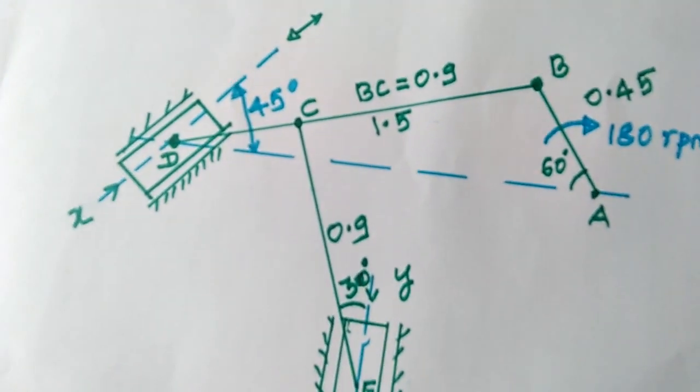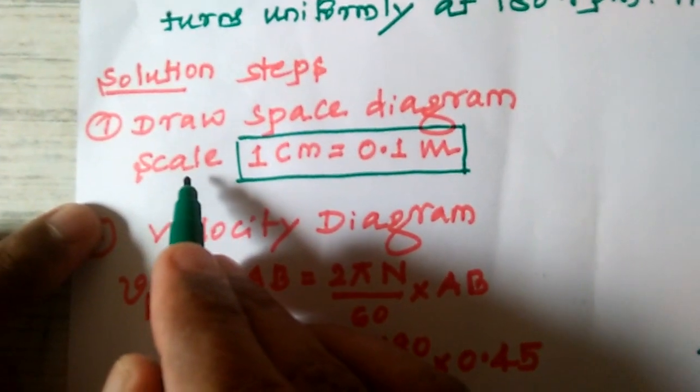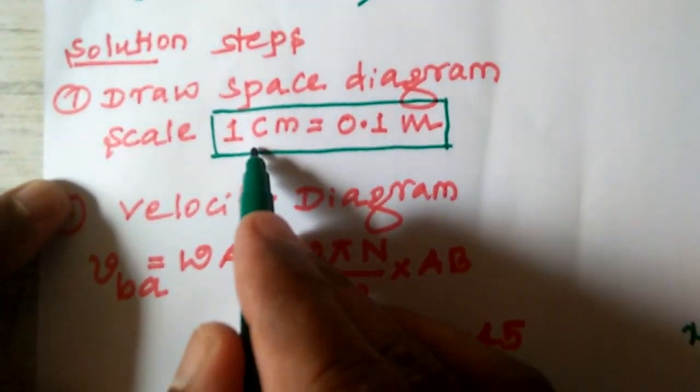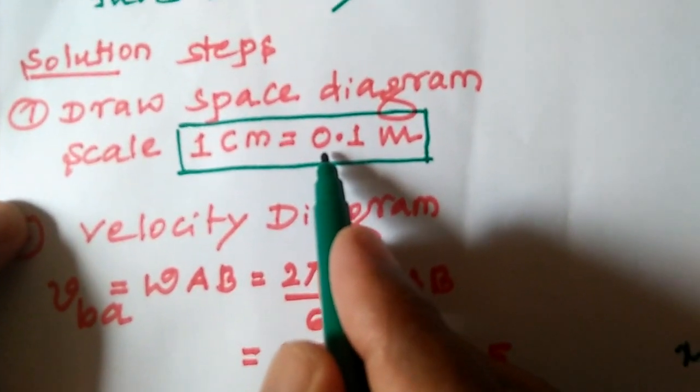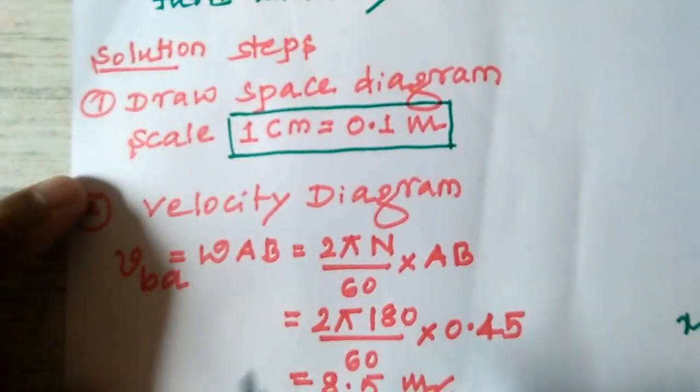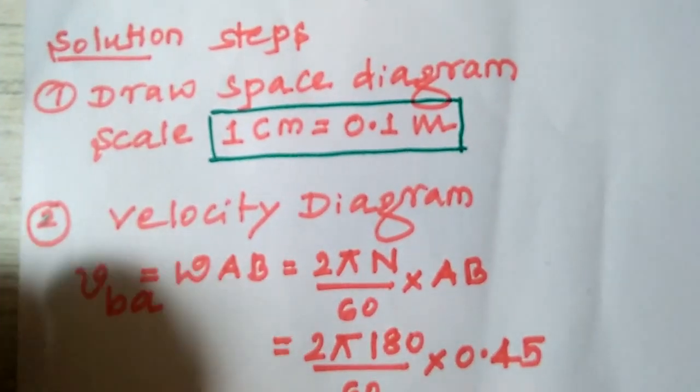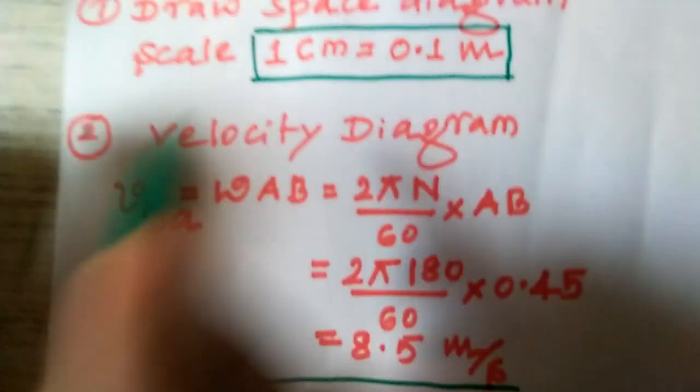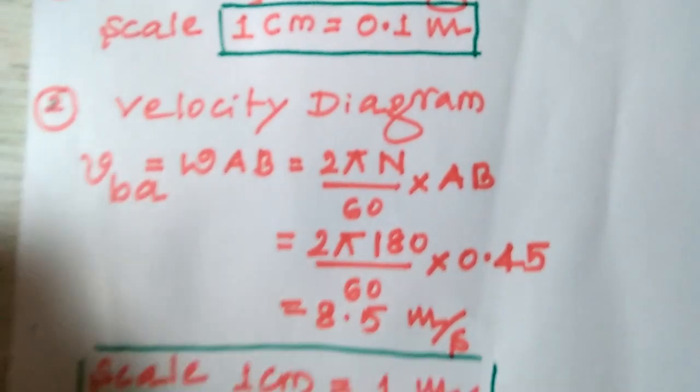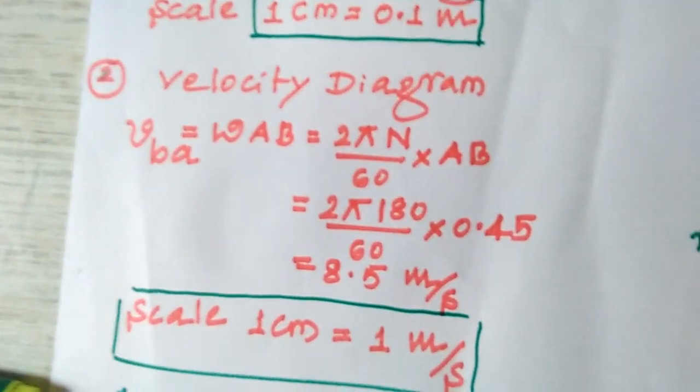This is a rough diagram. First, I will draw the space diagram. For the space diagram, you have to take some scale. I have taken 1 centimeter equal to 0.1 meter. I will draw the space diagram, then I will go to the velocity diagram. Before the velocity diagram, I will go for the space diagram. I will draw the things.